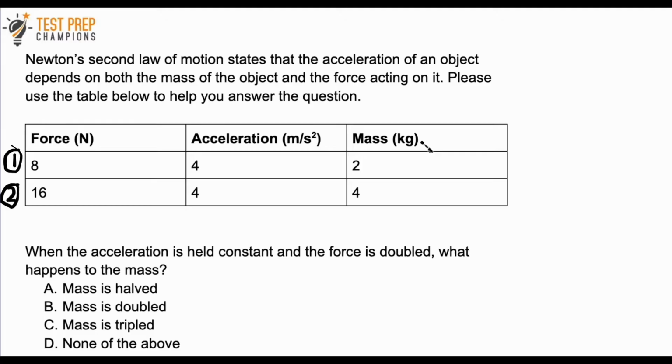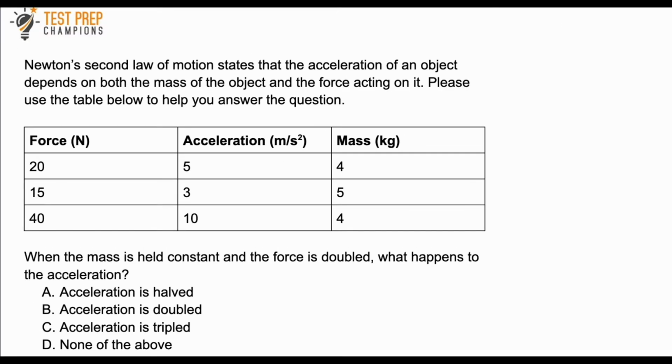If we look at the mass, we see that in case 1 it's 2, and in case 2, the mass is 4. We can tell that the mass is doubled. All right, so again, when the acceleration is held constant and the force is doubled, we see that mass also is doubled. So the correct answer here is B.